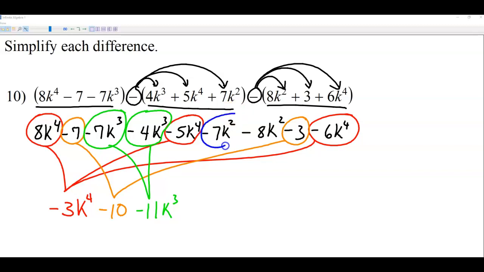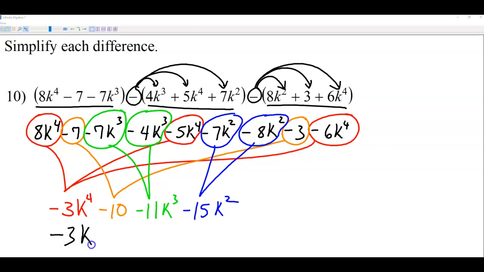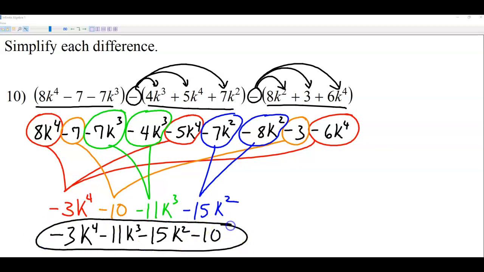Next we have a 7k squared, which can be combined with this 8k squared. -7 take away 8 is -15k squared. And we'll just put it in descending order. So we have -3k to the 4th minus 11k to the 3rd minus 15k squared minus 10. Final answer there.